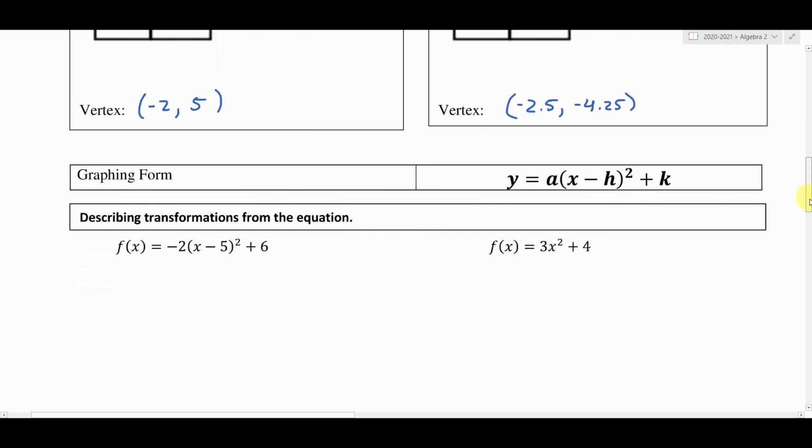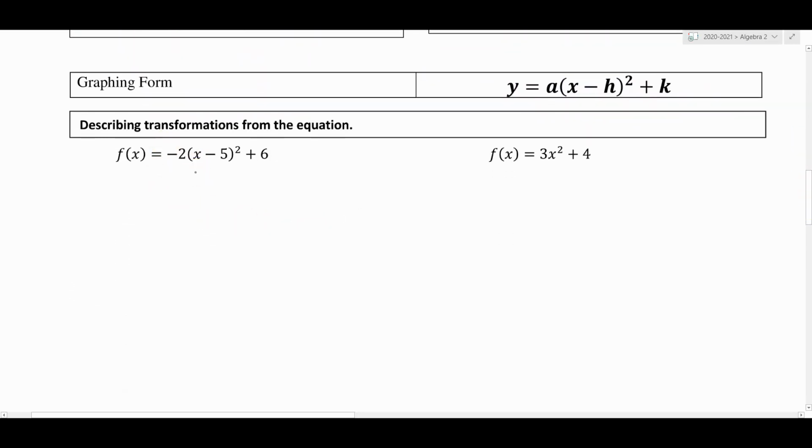Okay, let's continue on. All right, so describing transformations from the equation. So if I gave you an equation, could you list the different transformations that occurred on this parabola just by looking at the equation? All right, so remember, when we look at this graphing form, we look at the a value to determine either a vertical stretch or a vertical compression. We can also look for a negative to be in front to determine if there was a reflection. So when I look at this, I see a negative right here, so I know that it has been reflected over the x-axis.